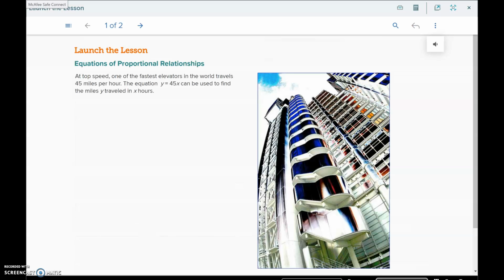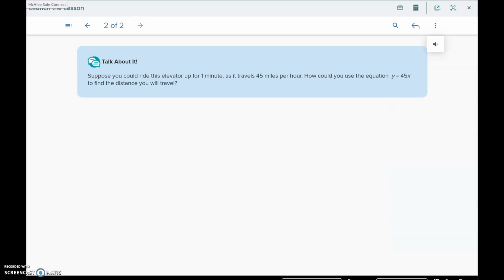So let's look at the launch. At top speed, one of the fastest elevators in the world travels 45 miles per hour. The equation y equals 45x can be used to find the miles y traveled in x hours. Okay, so I want to go in that elevator. That sounds awesome. Suppose you could ride this elevator up for 1 minute, at 45 miles per hour. How could you use the equation y equals 45x to find the distance you will travel?